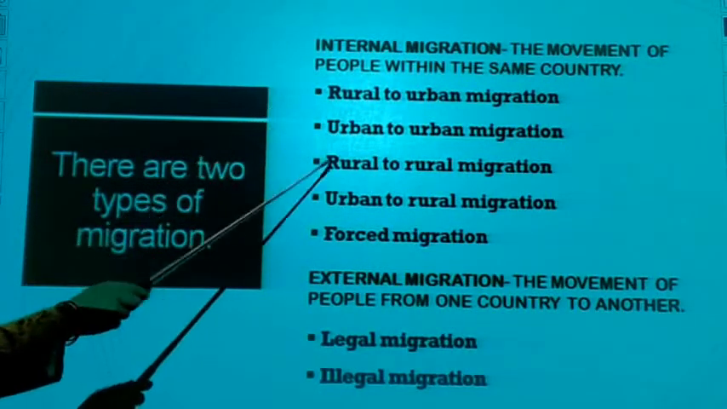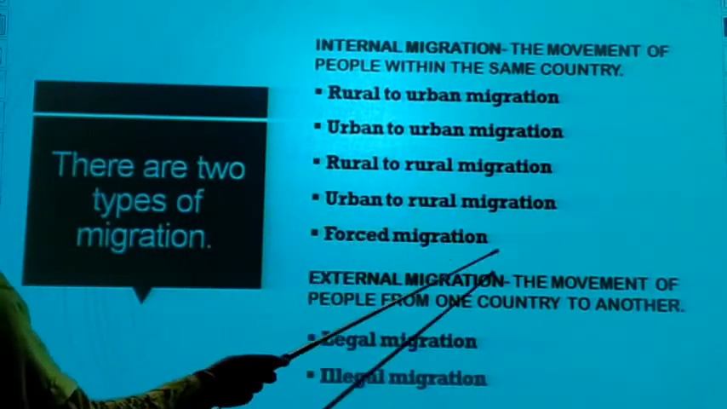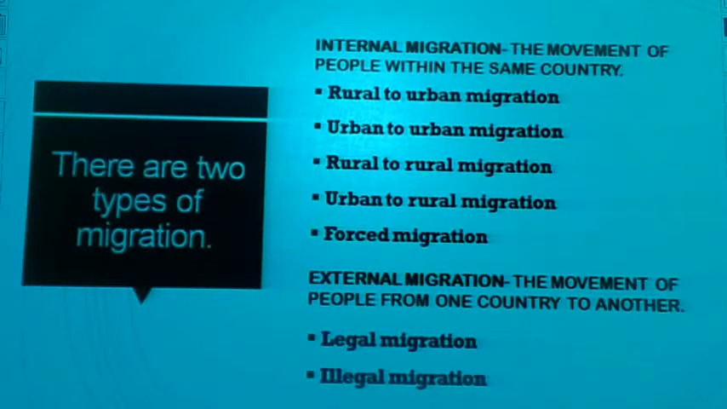Now, these three migrations are normal, but in urban to rural migration, why does this happen? Because when certain cities become overpopulated, people prefer to move out and settle in the suburban areas or nearby areas where living conditions are better. And the last one is forced migration. Here, people are forced to move out from their region and settle somewhere else in the country. This is called forced migration.